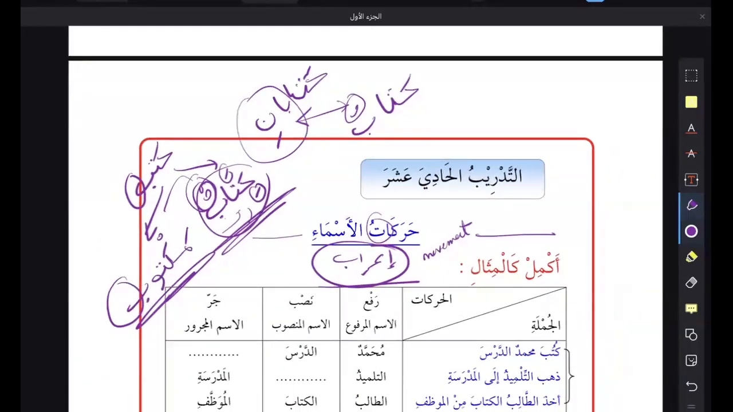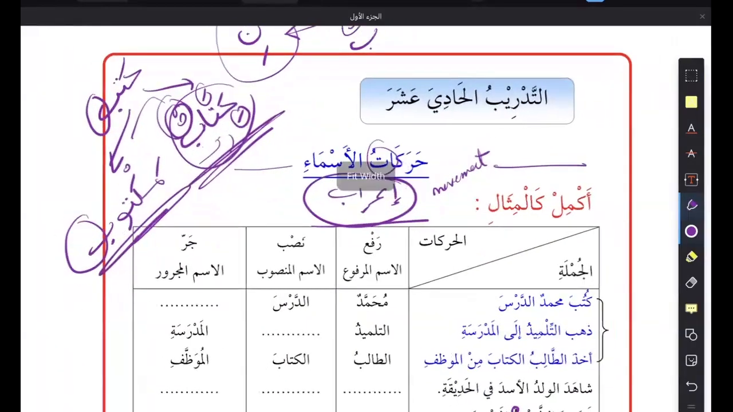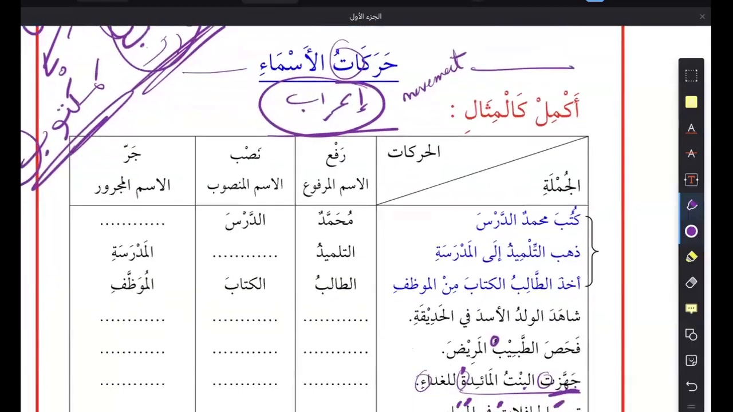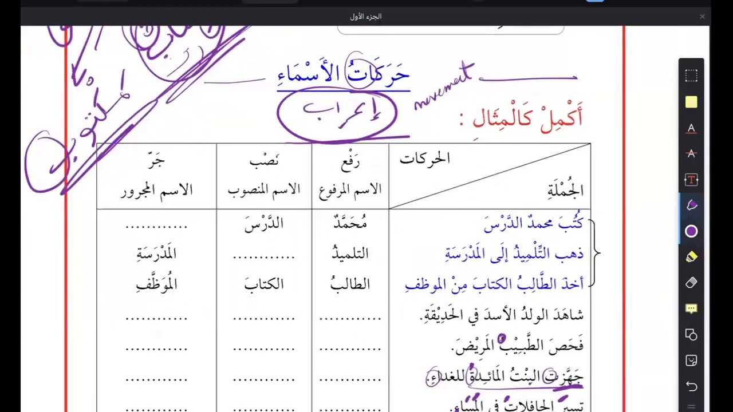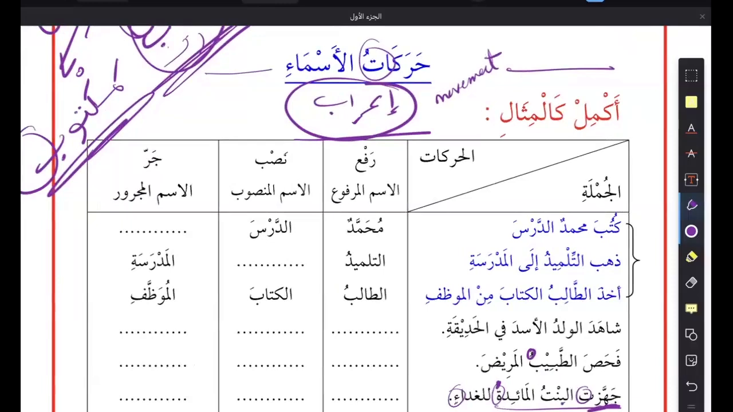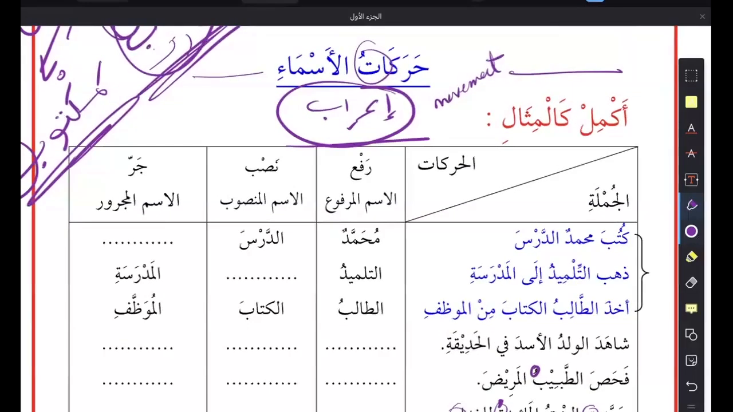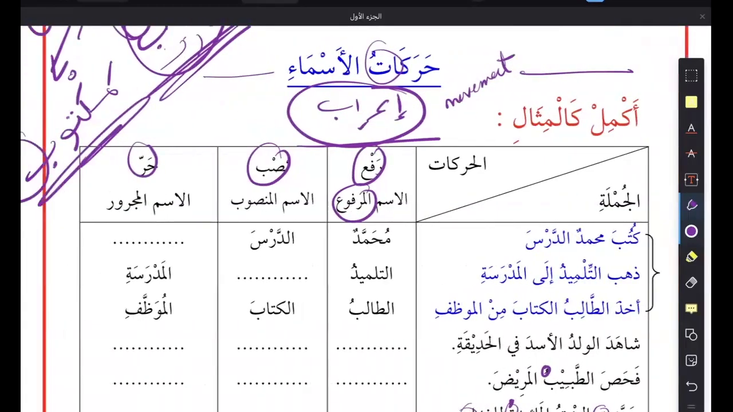Yes, they will mostly make this last letter sakina. So this is the official way of the book introducing to you these names that we've been using for a long time, which are raf, nasb, and jar. And what is the difference between marfu', mansub, and majrur?